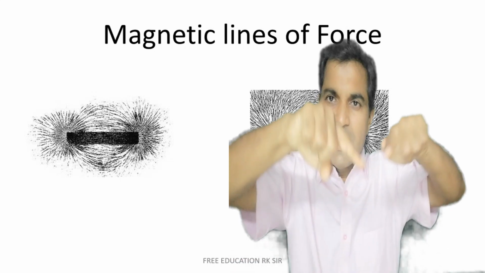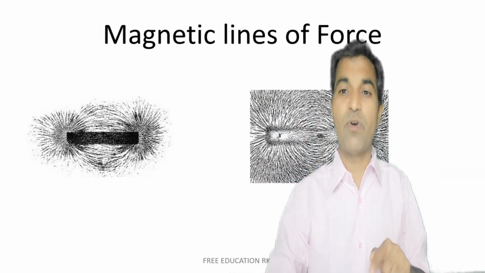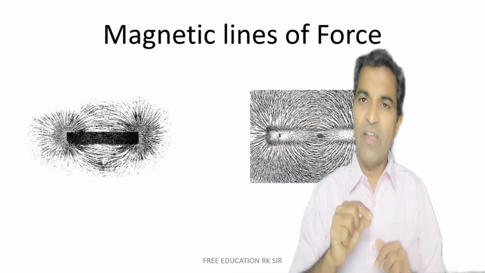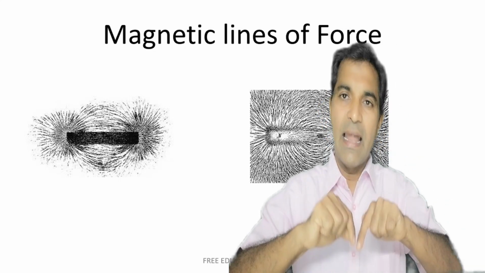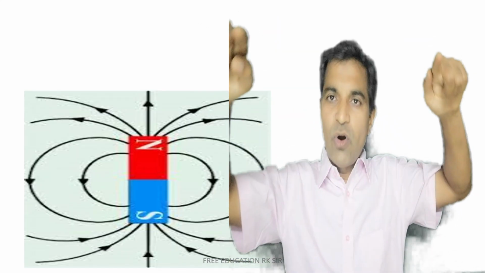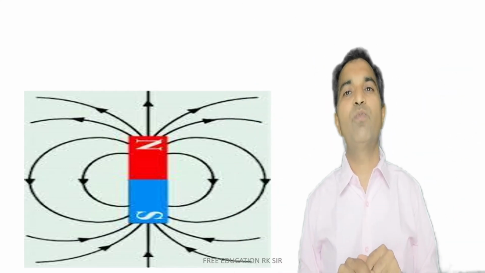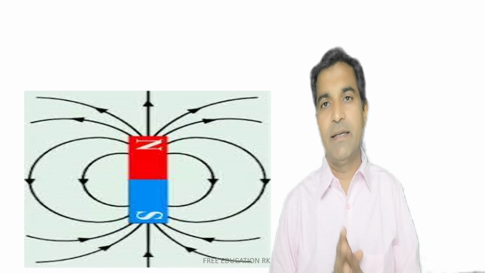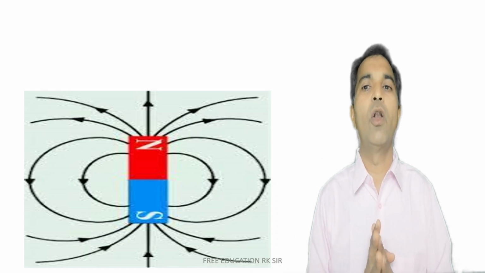We do observe that there are lines which originate from the north and terminate at the south. When we draw these lines, it is very clear that lines originate from the north pole of the bar magnet and terminate at the south pole of the bar magnet, right? And to summarize, we may say they are continuous loops.